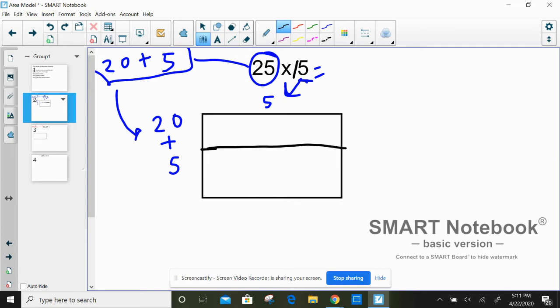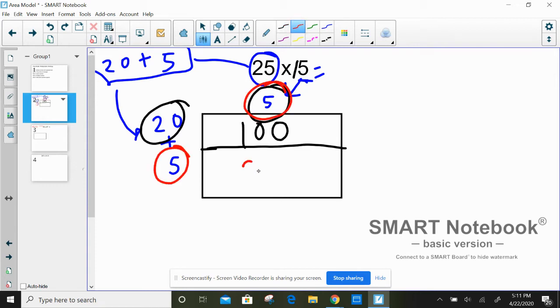So 20 times 5 is 100, because we know 2 times 5 is 10. So 20 times 5 has to be 100, right? Then we're going to go 5 times 5, which is 25. And then you're going to add these numbers, biggest to smallest, vertically as well.